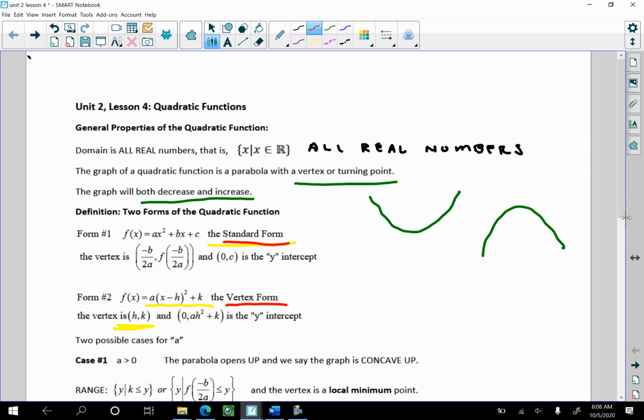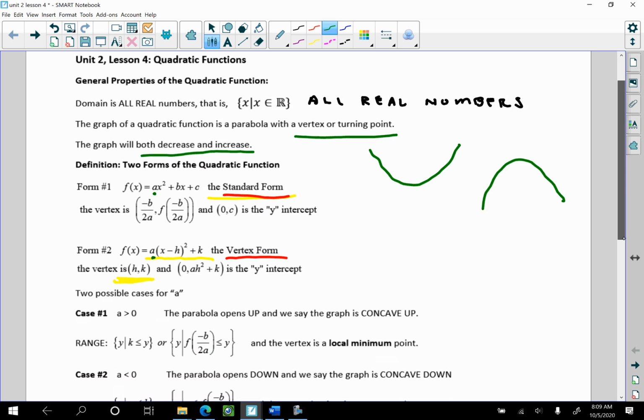Case number one, and there are two possible cases for this a. I will point out that this a and this a are the exact same a. They're the exact same a, what we call an arbitrary constant. It's a number within that equation, within that rule. The variables are x and y. Those are the only variables. The a, b, and c are arbitrary constants. Whatever form we are in, these a's are exactly the same. So do not be misled by that.